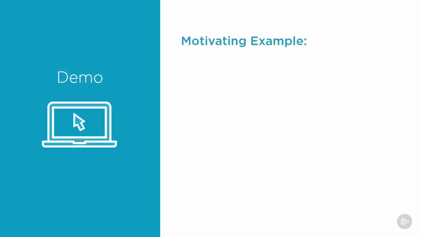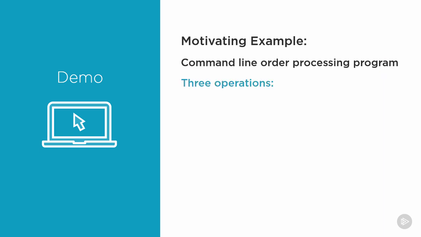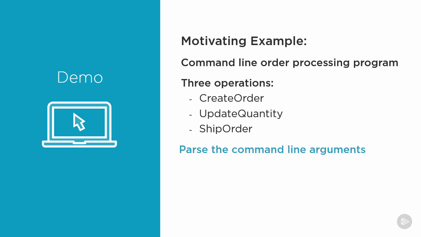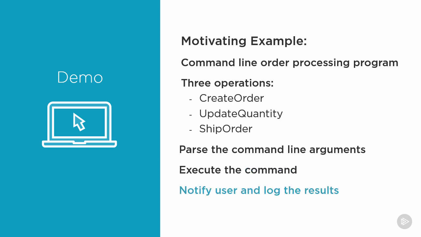For a motivating example, consider a command line order processing system. Three operations must be supported: create an order, update the quantity ordered, and ship the order to the customer. The program must parse the command line arguments, then it must execute the command, whatever it is. Finally, it must notify the user of the results and log them for audit purposes.